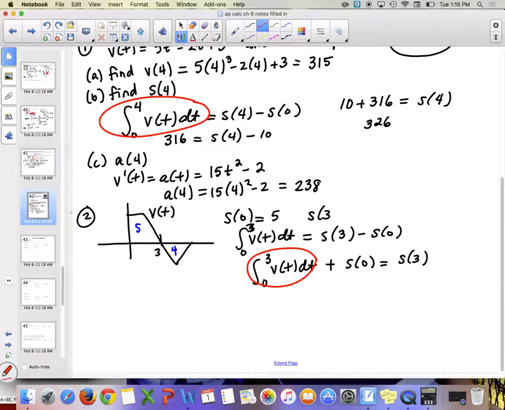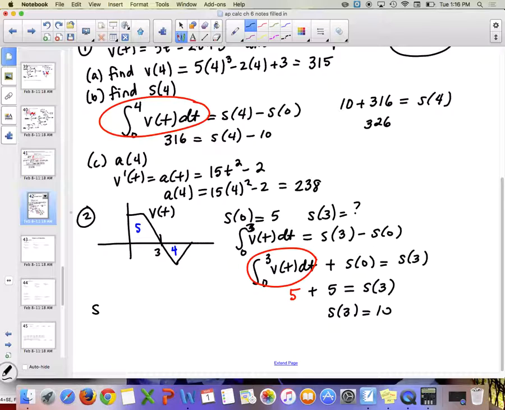So this was 5. And the s of 0 was also 5. So your position at time 3 ends up being 10. Do you guys see what's happening? So you're finding the displacement, which was 5, that was found from the trapezoid, and you're adding that initial position. A lot of times your initial position is 0, so it's not a big deal anyway. But just kind of know that that can happen.